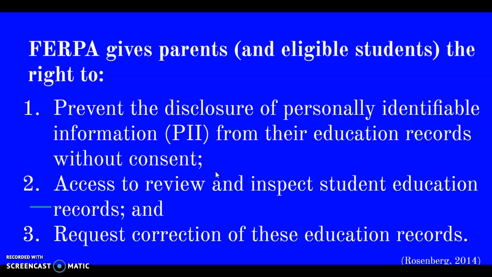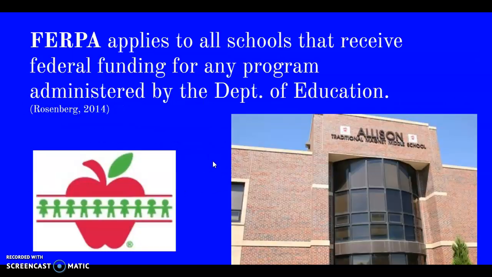FERPA gives parents and eligible students the right to: 1. Prevent the disclosure of personally identifiable information from their educational records without consent. 2. Access to view and inspect student educational records. And 3. Request correction of these educational records. FERPA applies to all schools that receive federal funding for any program administered by the Department of Education.